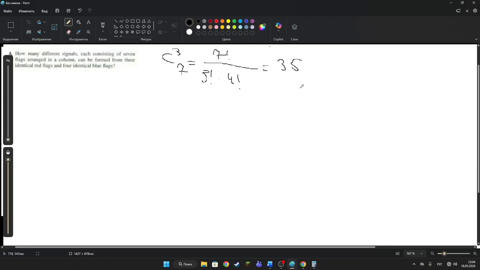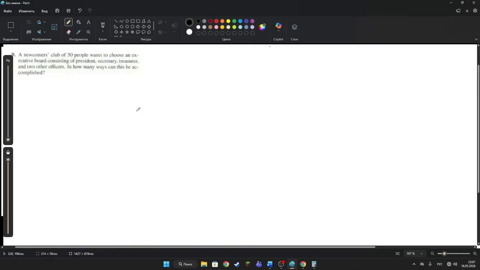And the left 4 positions for the blue flags is automatically 1, because we have only one option. When we put 4 from 4, it's 1, and 35 multiplied by 1 is going to be 35.